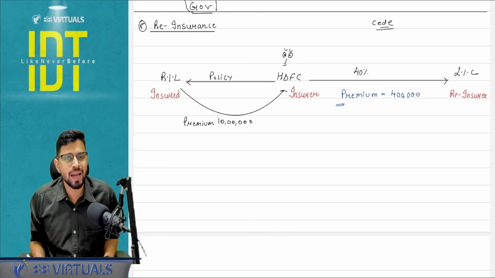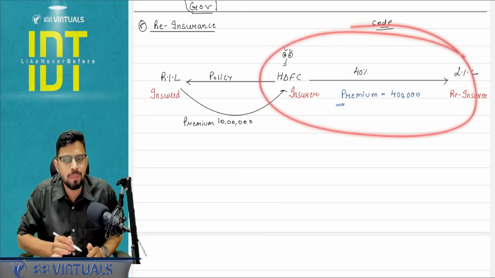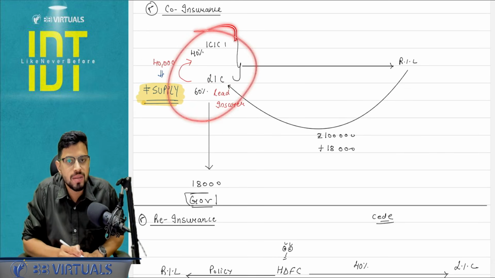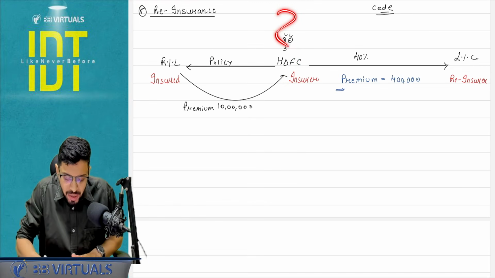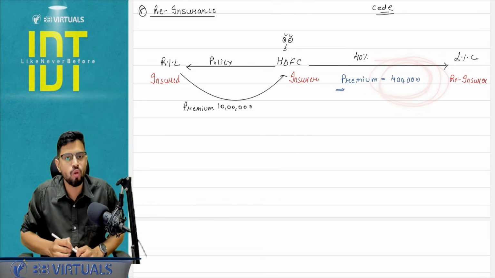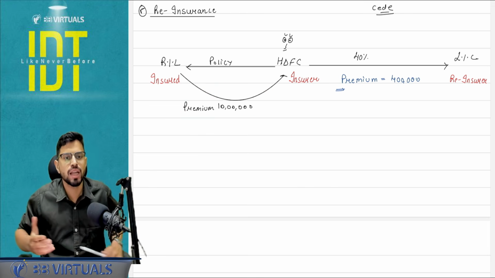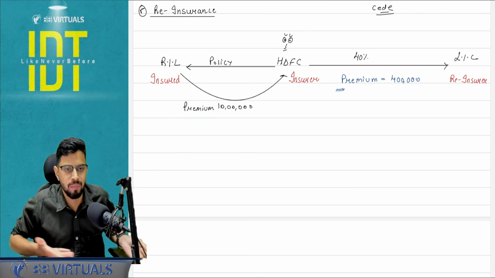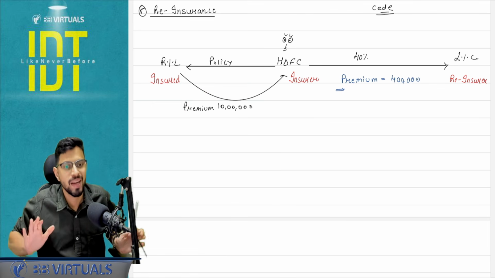No, it is not double tax. You were not originally in the same picture. Unlike co-insurance, here you entered into a separate transaction of reinsurance. So GST will be applicable on 4 lakh as well as 10 lakh. Sir, then where is the applicability of paragraph number 10 that we are talking about? It is yet to come.